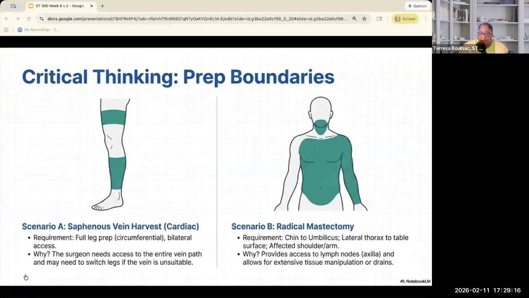Now, with that, there's boundaries. So we still want to have big areas, but we shift from where do I prep to why prep this much. The boundaries are where we look at the surgeon's first moves. They are preparing for what might be needed next. When we prep with intention, we're protecting sterility even if the procedure changes.